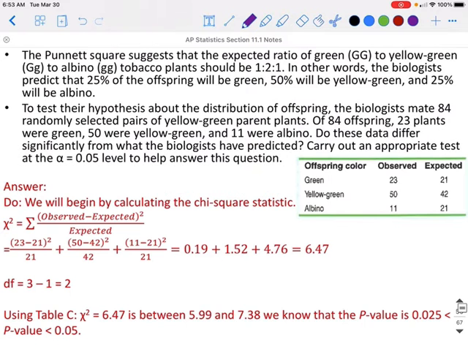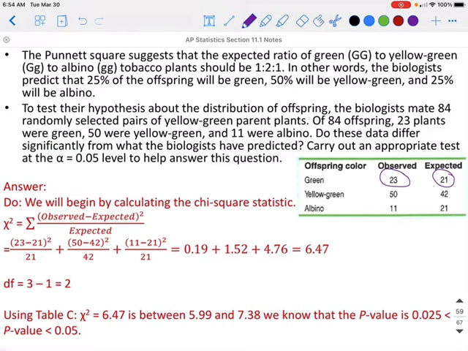Next is the do. For the do, we're going to calculate the chi-square statistic. Remember, you do observed minus the expected, squared, all over the expected. We expected 21 green plants, but we actually observed 23. So we'll do 23 minus 21 squared divided by 21, plus, next we'll move to yellow-green: observed was 50 minus expected, which is 42, squared all over 42. And then we would do the same thing with the albino. And we're going to get a chi-square value of 6.47.